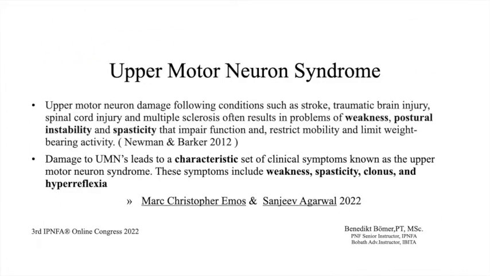To understand what the reasons are for the limitation on the activity level, we look at the definition of the upper motor neuron syndrome. My favorite definition is this from Newman and Barker from 2012 because they already highlight in this definition one of the main problems after a lesion in the central nervous system. Here the features are weakness, postural instability, and spasticity. If you look also in the newer publication, the characteristics are the same: weakness, spasticity, clonus, and hyperreflexia.